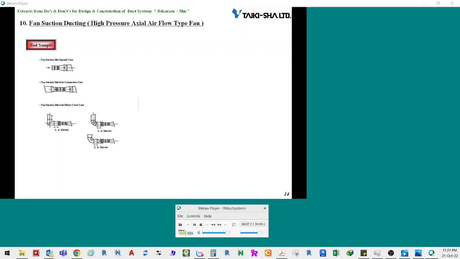Bell mouths or cones recommended by manufacturers must be used for high static pressure axial flow fans. Another bad point is the shortness of the straight duct to be connected to the curved duct on the suction side. This shortness also raises the airflow resistance, which interrupts the flow of the air and causes noise.